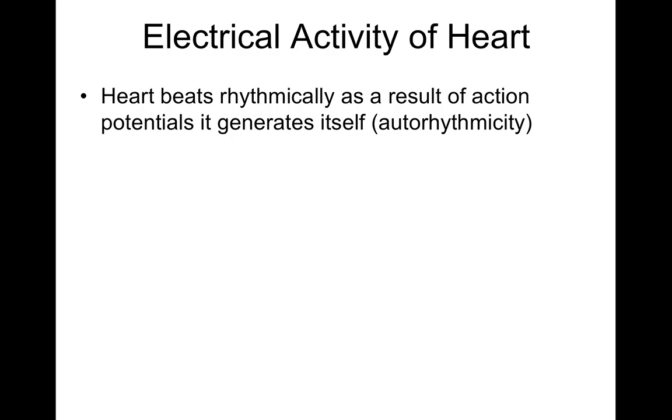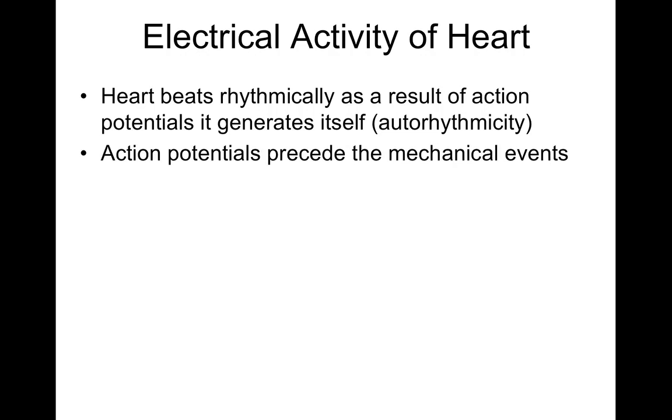Now, we've talked about the cardiac cycle and the physical events that occur during a single cycle, and these physical events are caused by electrical signaling within the heart. So the heart beats rhythmically as a result of action potentials it generates itself. It's autorhythmic. These action potentials precede the mechanical events. So first you have an electrical signal going through the cardiac muscle, and then you have a mechanical event, which is the cardiac muscle contracting during systole.